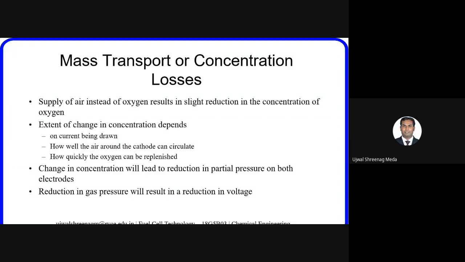And why is it also known as mass transport loss? So it has got something to do with the transport of material, supply of material to the reaction site. So movement of mass, transfer of mass is associated. So that is why it is also known as mass transport loss.